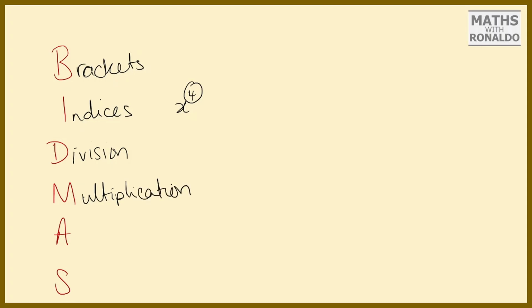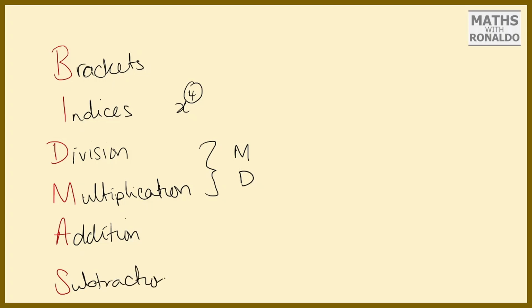Now, division and multiplication have the same priority, so you can do multiplication then division. You've got addition, and finally subtraction. Now again, addition and subtraction have the same priority, so you can do subtraction then addition.